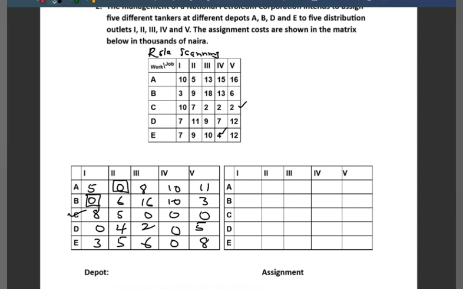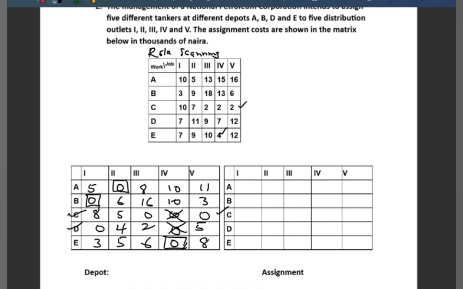Then when you go to the next one, you find out there are also more than 1 zero, so do not select that. Then go to row E, there's 1 zero. Then you are going to select that, then cancel out every other 0 that is on the column of that row that you have selected. So I'm going to cancel out this, then I'll cancel out this again. Okay, now having done that, we can go back to the other.